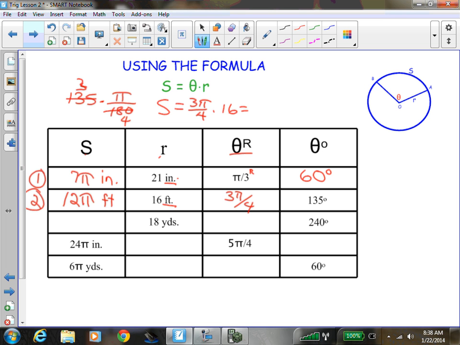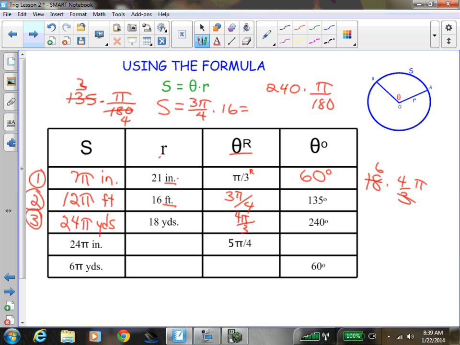The next one's similar to what we just did. This is probably the most common case, and that's why I put two of them in here. What's 240 degrees in radians? So 240 multiplied by, it's going to be 4/3 pi. Now, when we do 4/3 pi times 18, it is going to be 24 pi, and our unit's going to be yards.